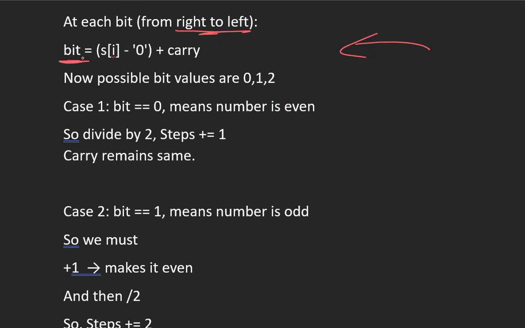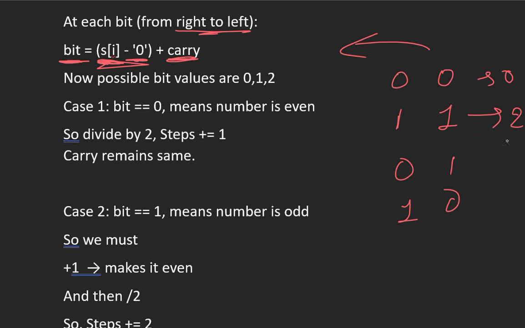Then we check the bit. So bit is s of i minus '0'. Why are we subtracting? To convert it to an integer, and then we are adding our carry. So s of i can be either 0 or 1, and carry can be either 0 or 1. So what are the possible values we can get? We can get 0, it will give us 2, it will give us 1, it will also give us 1. So the possible values of bit can be 0, 1 and 2.